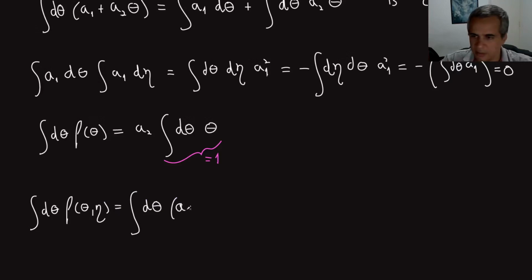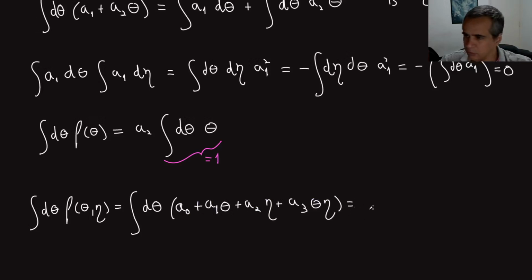Let's write the expansion for this: a0 plus a1 theta plus a2 eta plus a3 theta eta is equal to a1 plus a3 eta, right? Because this is just 0, by what I have shown above. This is 1, right? d theta times theta is 1. Again, this number goes outside the integral, so any integral of a constant is 0. So this part is 0. And this one is again d theta of theta, which is 1, and you're left with just eta times a3.